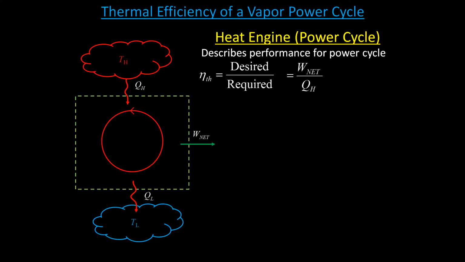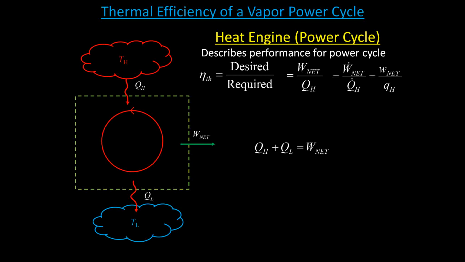My required is my rate of heat transfer, in this case my heat transfer from the high temperature reservoir into my system. And I can write that as a ratio of the power over the rate of heat transfer, or the work per unit mass divided by the heat transfer per unit mass. It makes no difference. They all have the same ratio. So that's for any power cycle.